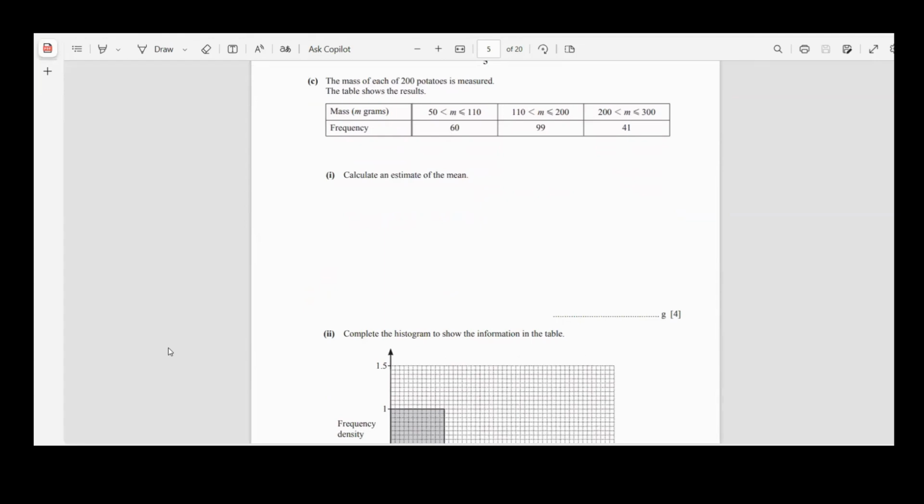For the C, the mass of the problem is measured. So we have 200. Estimate the mean. If we have grouped data, we have to find the mid data first. So this one is 50 plus 110, divided by 2, so it is 80. So the mid data here is 80.